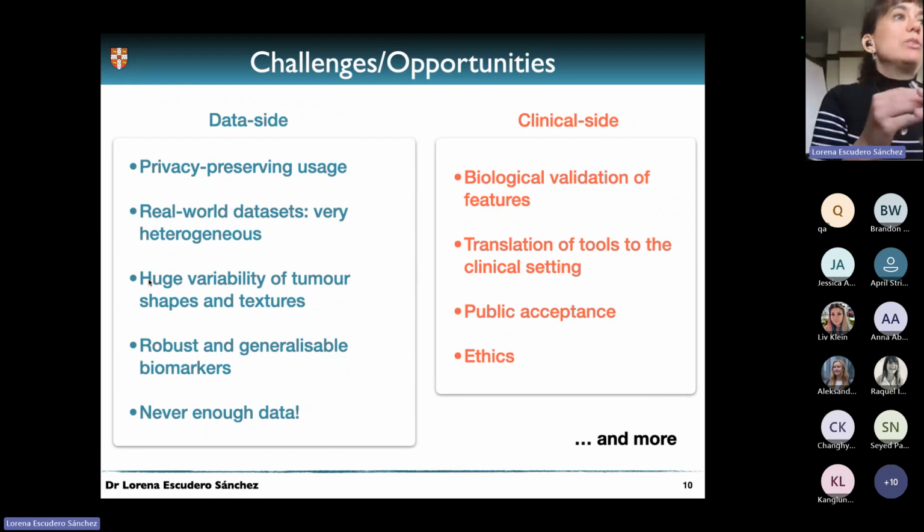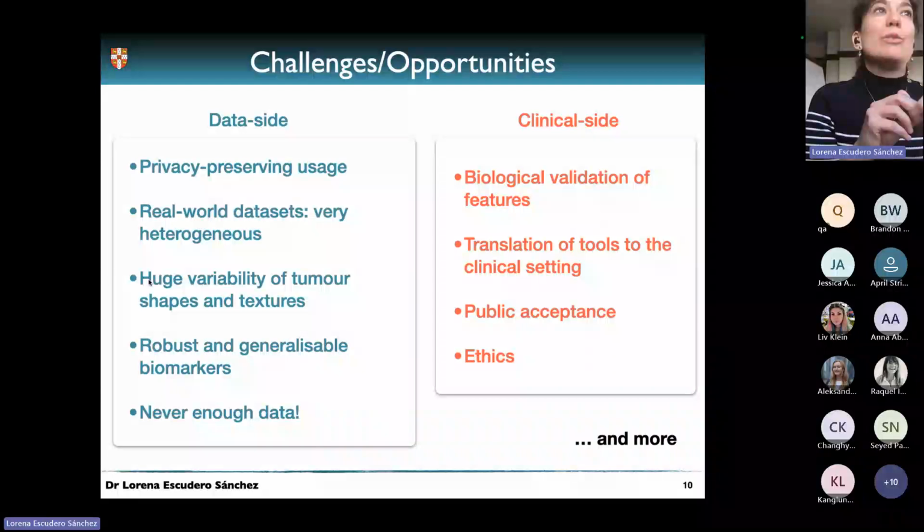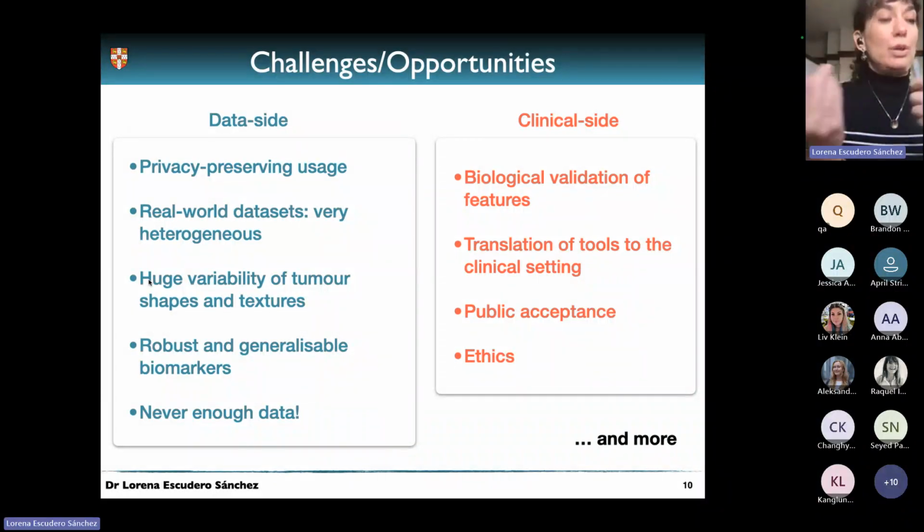We need to keep trying. We need to keep using this heterogeneity, dealing with the huge variability of tumors. And at the end of the day, we do this because we want something that is robust and generalizable. We want these biomarkers to be robust and generalizable if we want to see them in the clinical setting, which has its own set of challenges. We need to have a biological validation of the measurements, the biomarkers that we are extracting.